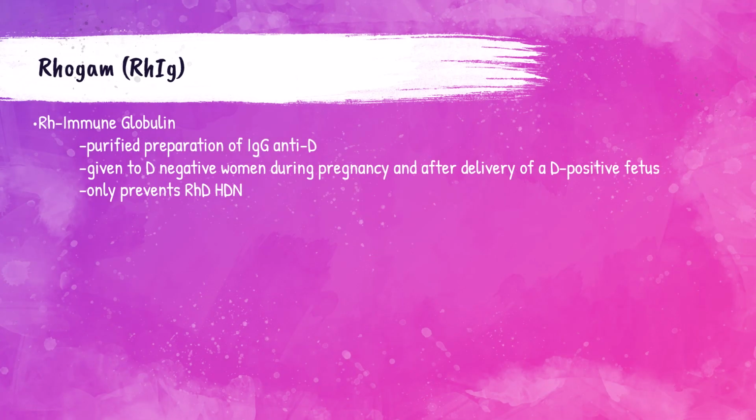So I mentioned a couple of slides ago something called Rh immune globulin. This is also called RhoGAM. This is a purified preparation of IgG anti-D. It's given to D negative women during pregnancy and then also after delivery if the fetus is D positive or Rh positive. This prevents Rh D hemolytic disease of the newborn and also prevents the mother from developing an anti-D antibody in response to a foreign D antigen from the fetus.